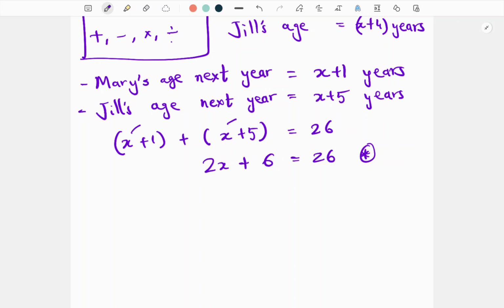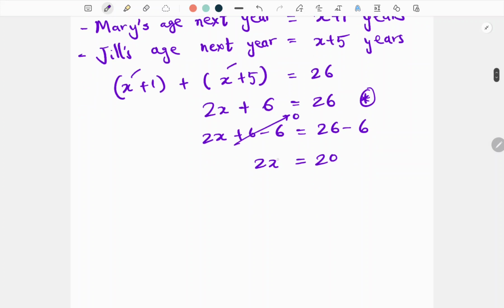As we know, we want to isolate the variables and constants. So let's put all the variables on the left hand side and all the constants on the right hand side. The way to do that here is subtract 6 from both sides. So 2x plus 6 minus 6 is equal to 26 minus 6. This plus 6 minus 6 is 0. So I get 2x is equal to 26 minus 6, which is 20. Now let's divide both sides of this equation by 2. 2x divided by 2 is equal to 20 divided by 2. This is 1, and 20 divided by 2 is 10. So I get x is equal to 10.